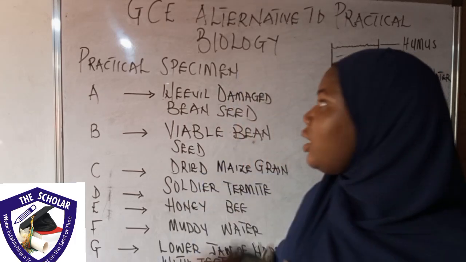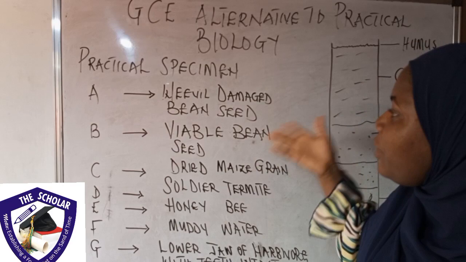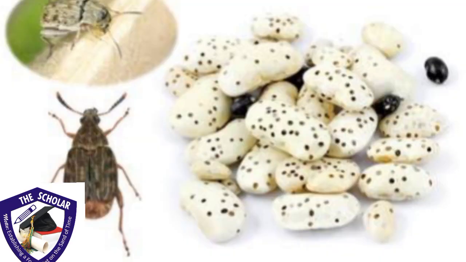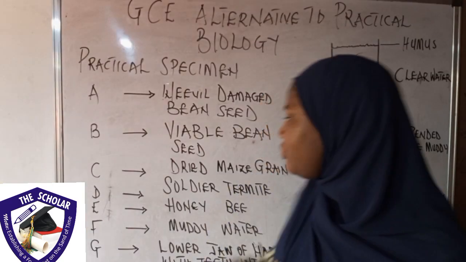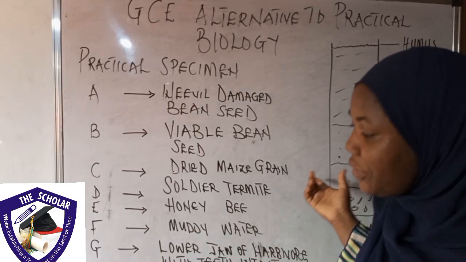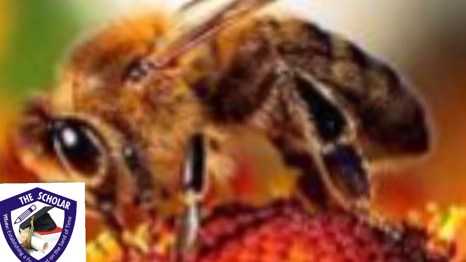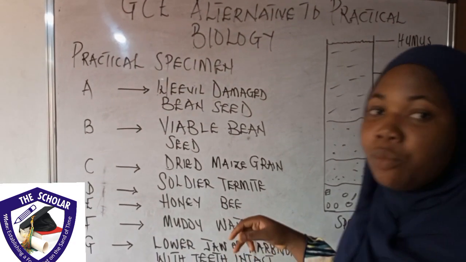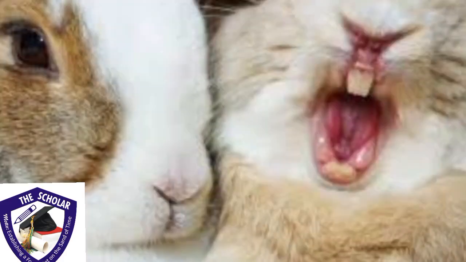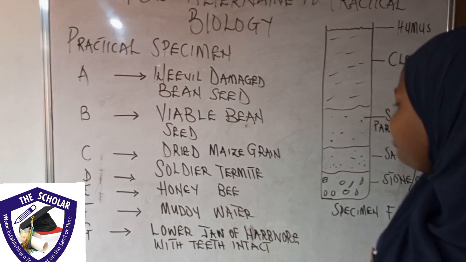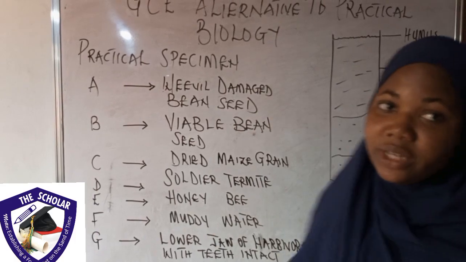So today we'll be listing different specimens for practical questions. We have specimen A, which is a weevil damaged bean seed. Specimen B is a viable bean seed, that means a bean that has not been damaged. Then specimen C, a dried maize grain. Specimen D, soldier termite. Specimen E, honey bee. Specimen F, which is muddy water. Specimen G, which is the lower jaw of a herbivore with the teeth intact. Now, moving forward, we'll be looking at specimen A because that's our first specimen.